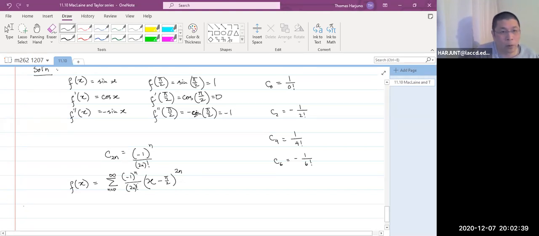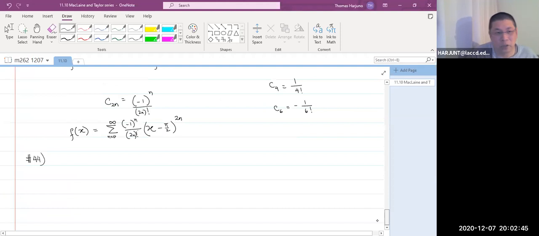Number 44. It gets a lot more fun. From here, it gets a lot more fun. For example, calculate 1 over the 10th root of e correct to 5 decimal places.